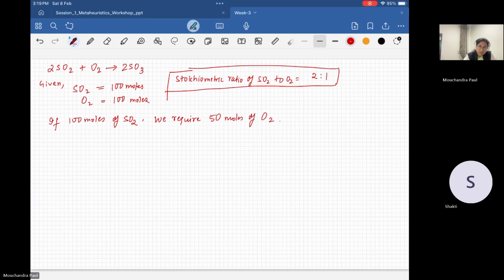Okay. Conversely, if 100 moles of O2 is there, then how much SO2 will be required as per stoichiometry?